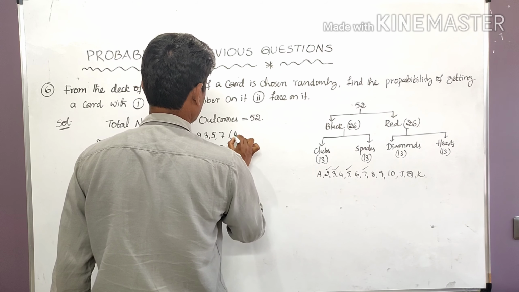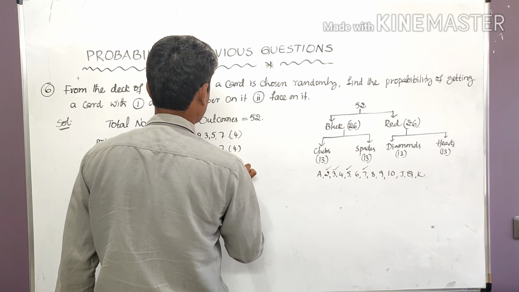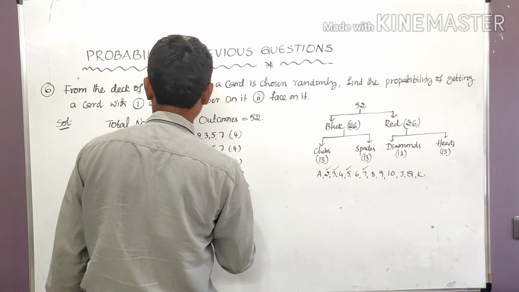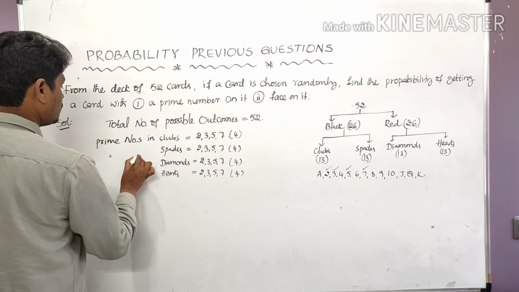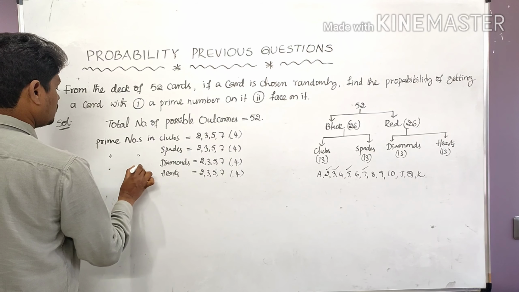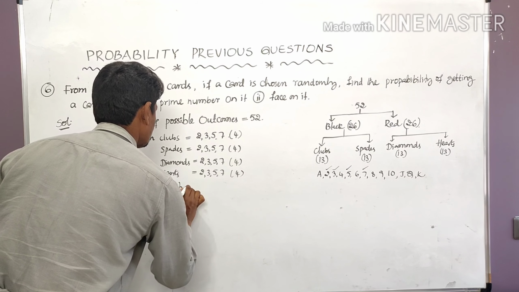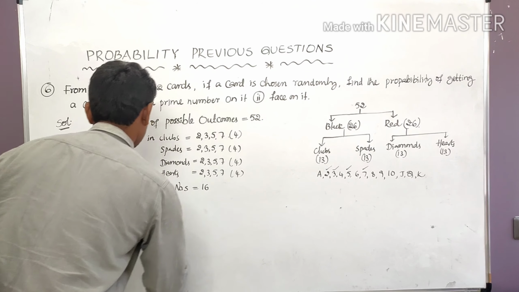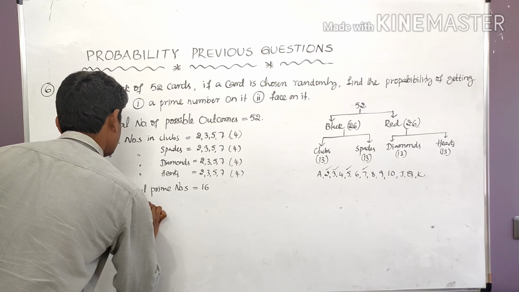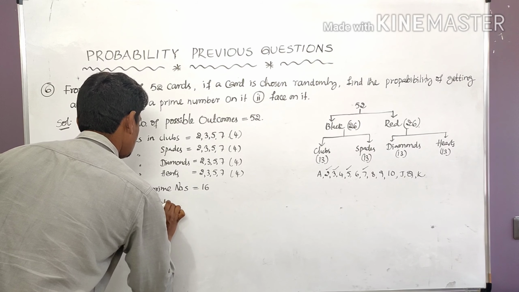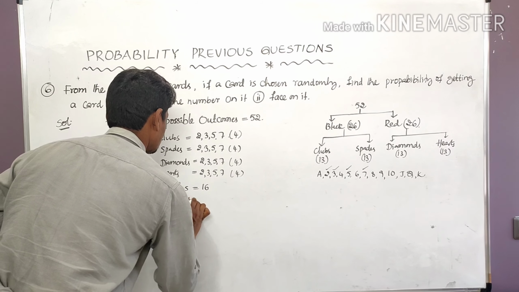So totally how many? 4, 4, 4, 4. Totally there are 16 prime numbers. Total prime numbers equal to 16. So favorable outcomes equal to 16.